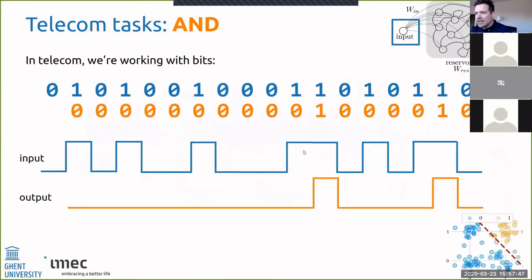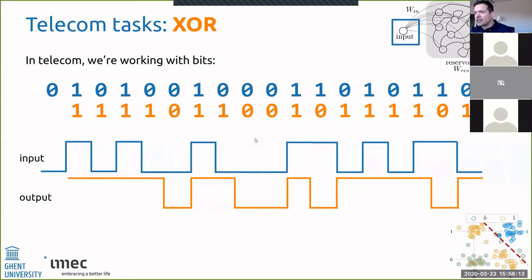What we're trying to do with this reservoir are telecom benchmark operations. One of these operations is, for example, the AND of 2 bits, where 2 subsequent bits in a bit stream are taken. The reservoir computer has to output a pulse only when 2 subsequent bits in the bit stream are 1. So for example, here you have 2 subsequent 1 bits in the bit stream, and you have to output 1 then. However, the AND task is sometimes a bit too easy.